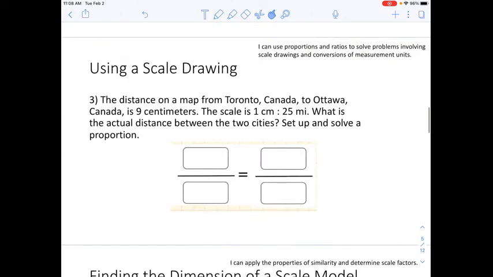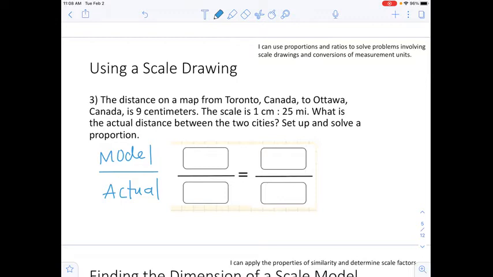Okay, this one says the distance on a map from Toronto, Canada to Ottawa, Canada is 9 centimeters. The scale is 1 centimeter for every 25 miles. What is the actual distance between the two cities? Set up and solve a proportion. So we're going to solve this model over actual. Anytime we're working with scale, model over actual.